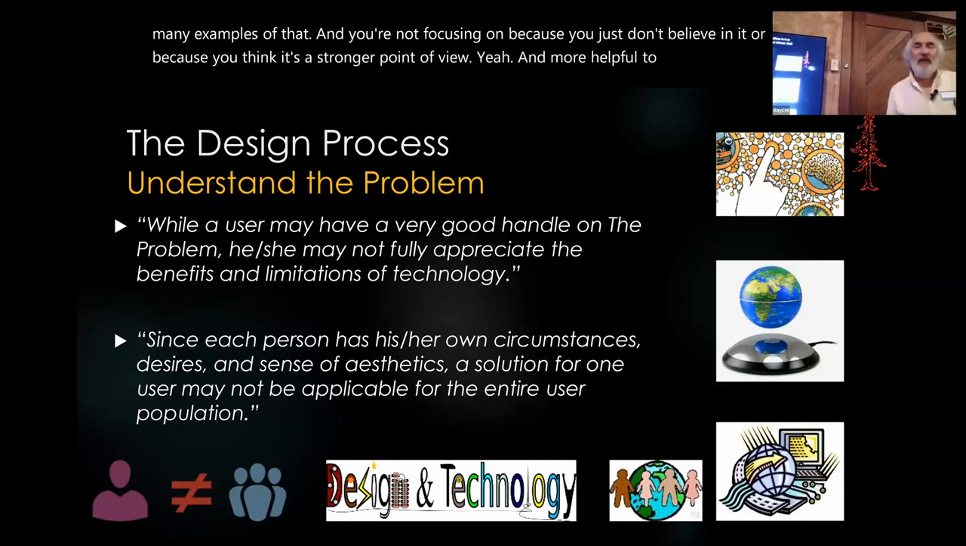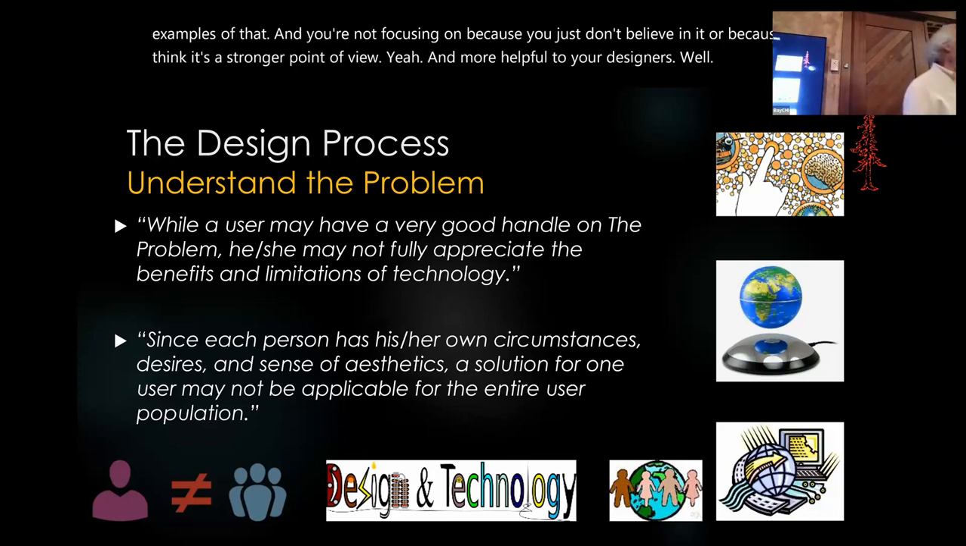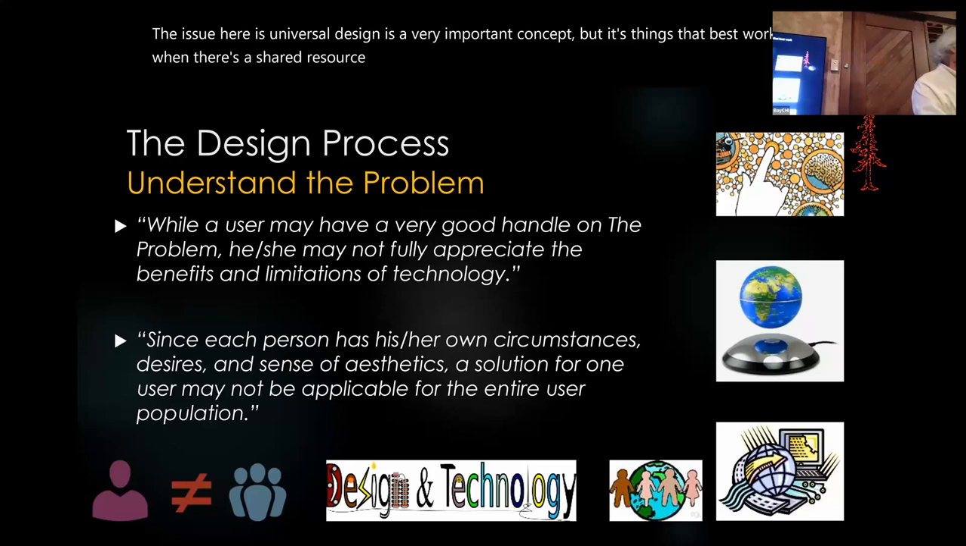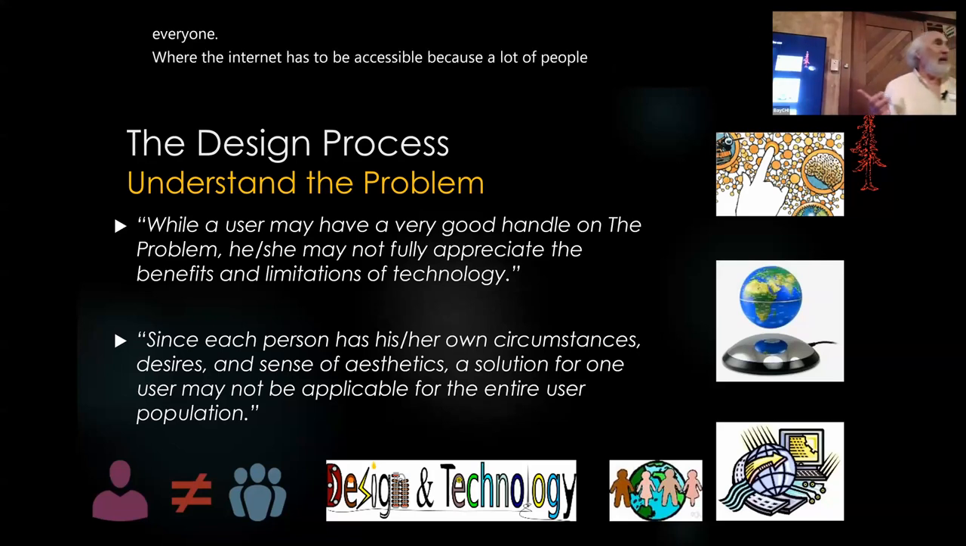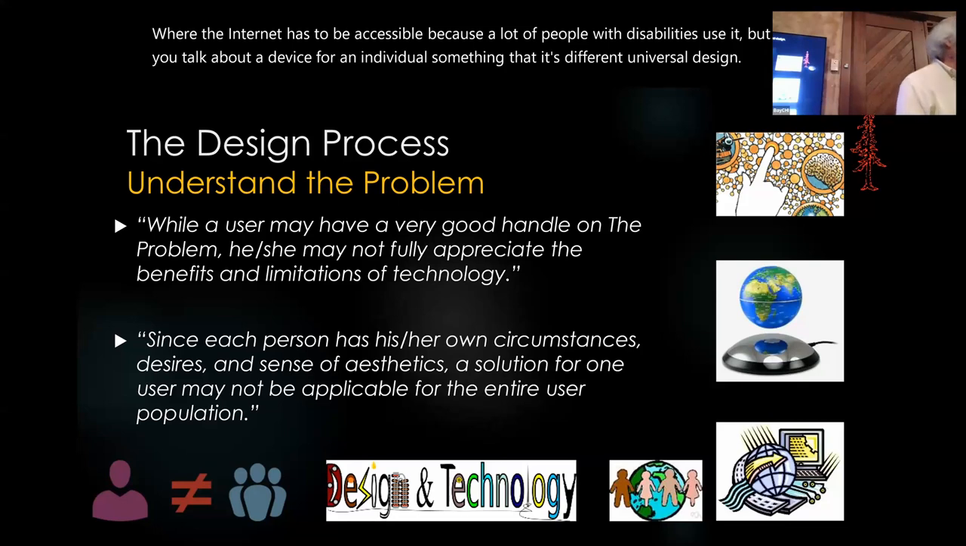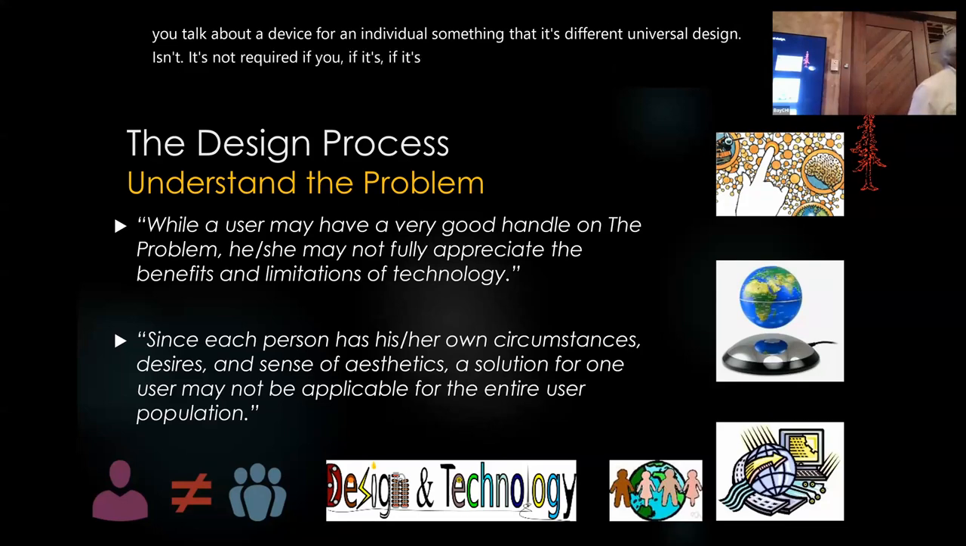Well, the issue here is universal design is a very important concept, but it works best when there's a shared resource, when there's a building that needs to be accessible for everyone, where the internet has to be accessible because a lot of people with disabilities use it. But when you talk about a device for an individual, it's different. Universal design is not required if it's something that one person uses. Okay. Does that answer your problem or not?